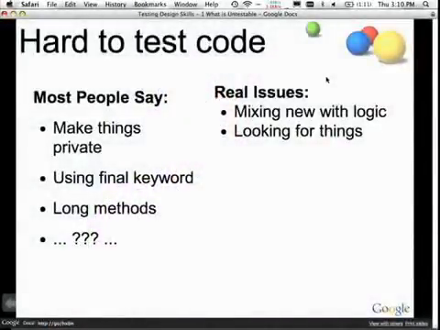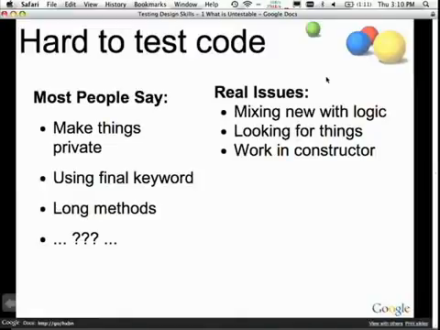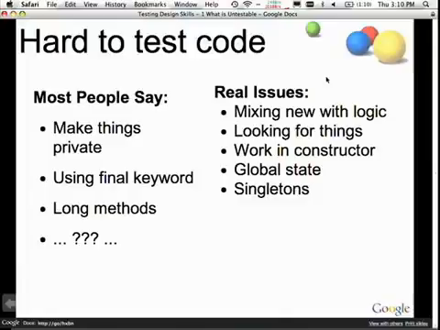But here's the thing, the real issues of unit testing: mixing the new operator with your business logic. And we're going to get to why exactly that's a problem in a second. Looking for things, and we do this in our code all the time. Doing work in a constructor makes it really hard to instantiate things inside of your test. Having global state, which is essentially where all of the uncertainty comes from. Singletons, which is just another name for global state. And static methods, which is essentially procedural programming.